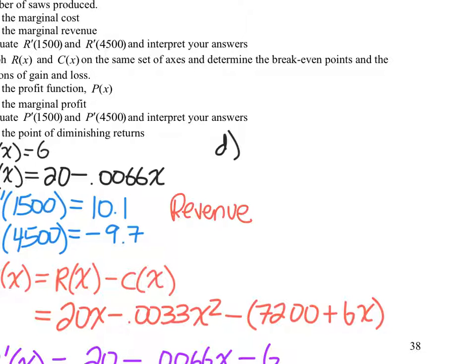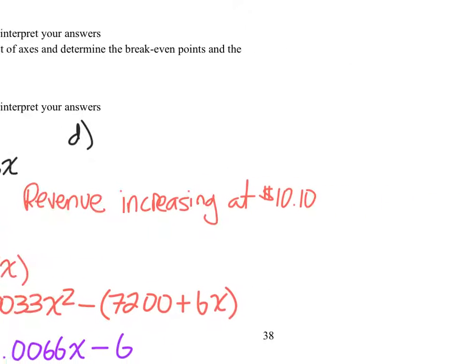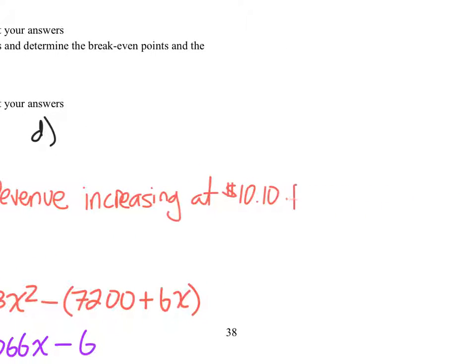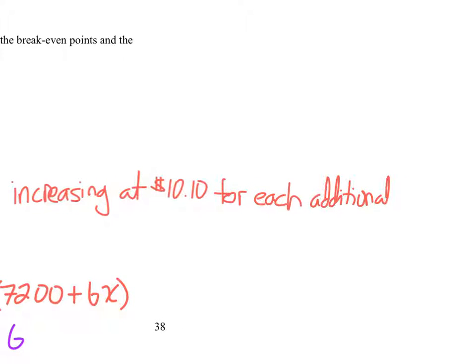you're talking about a positive derivative, so that's an increase. There's increasing at $10.10 for each additional table saw, or just saw.